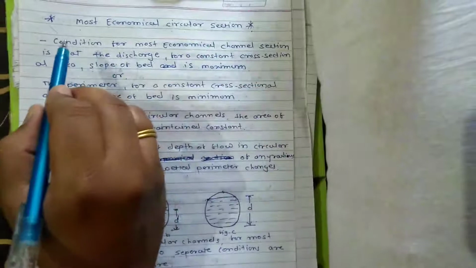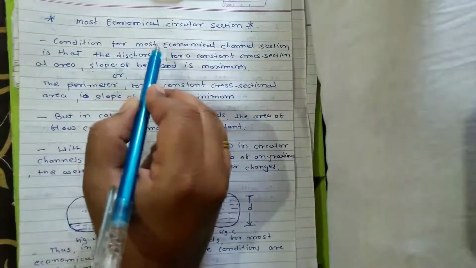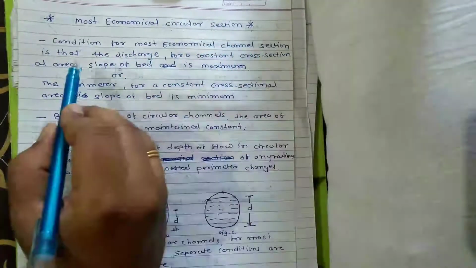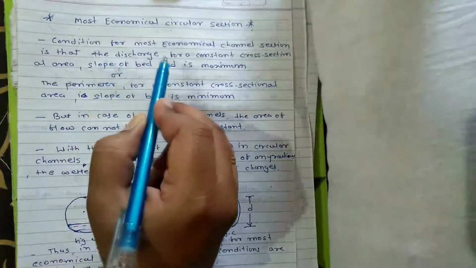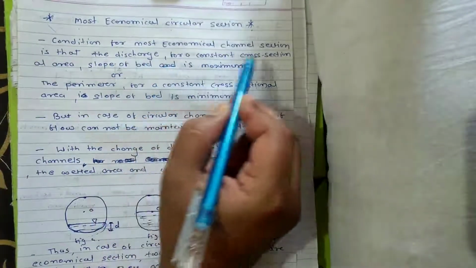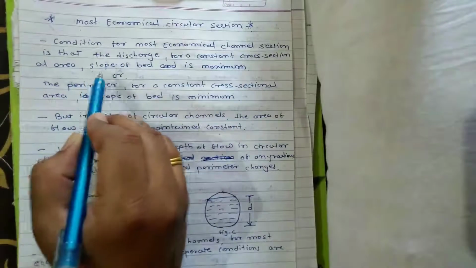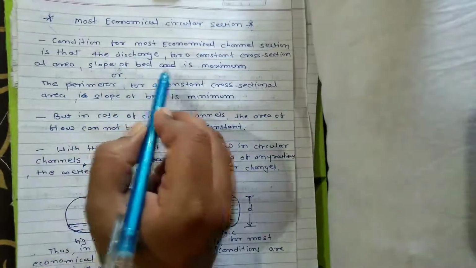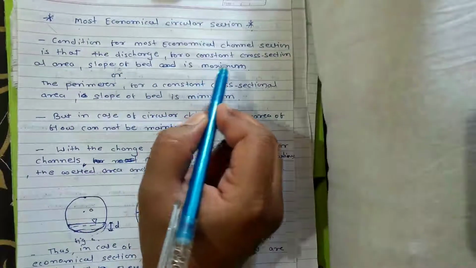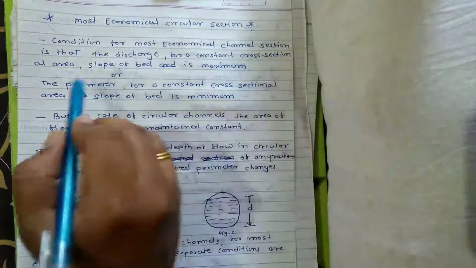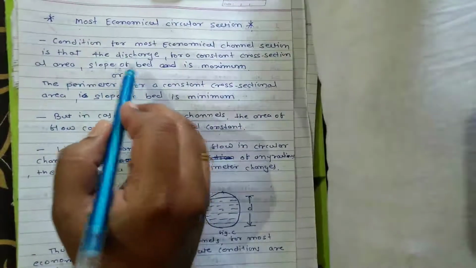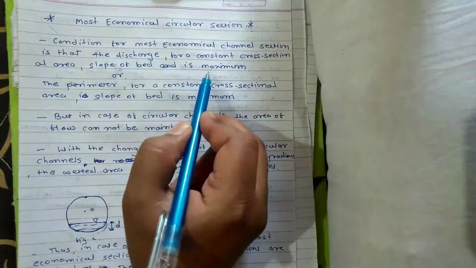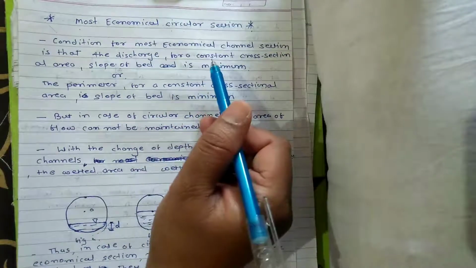What is that condition? The condition for the most economical channel section is that the discharge, for a constant cross-sectional area and slope of the bed, is maximum. This means that for a given constant cross-sectional area and bed slope, the discharge is maximum. This is the condition for the most economical channel section.